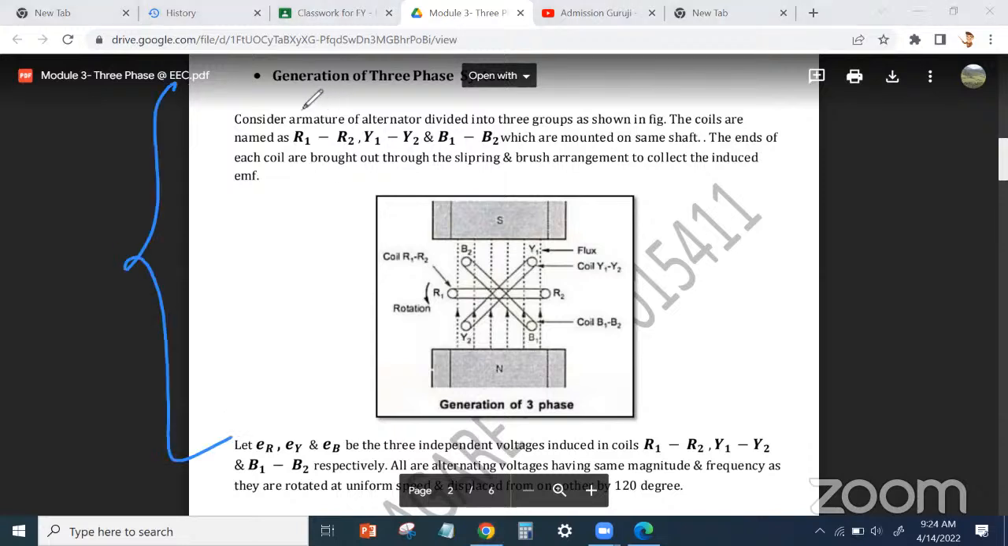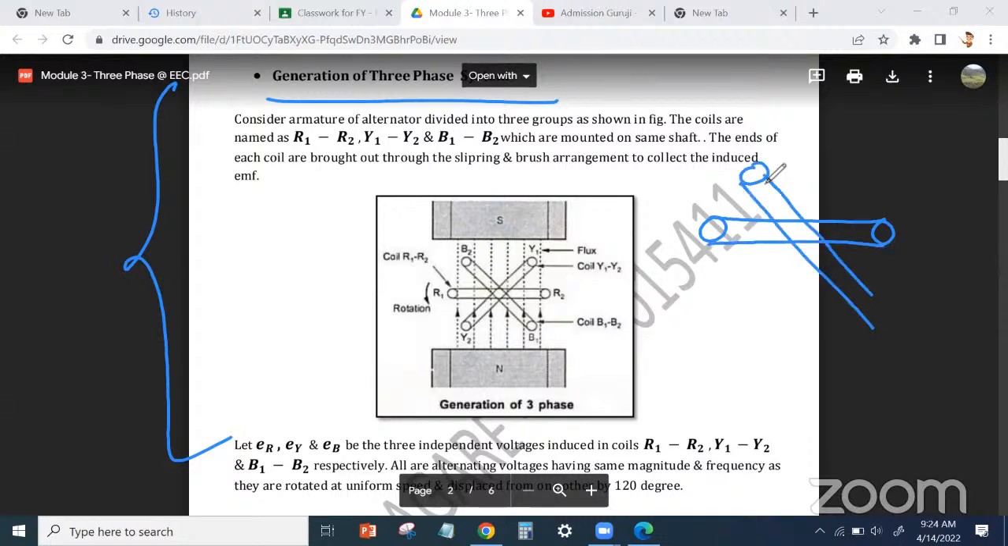Okay. The exam पूछा what is the generation of three-phase system? You should write all the points with the diagram. The diagram should be neat and clean. The coils अच्छे से बनाओ. This coil is like this one. It looks like a pipe. These are the coils. Okay. ऐसे बनाओ.